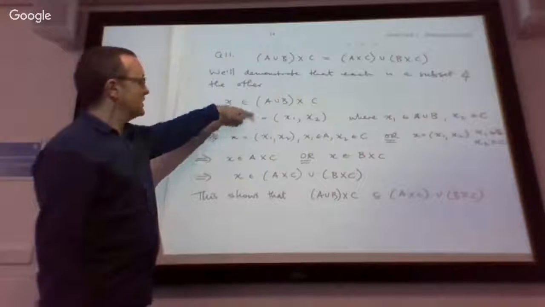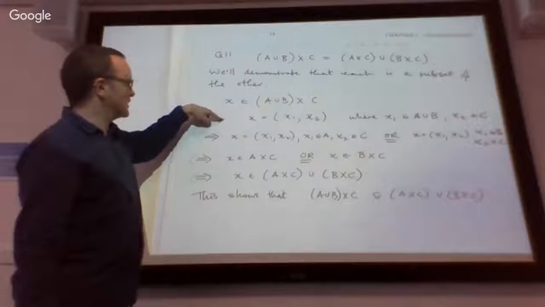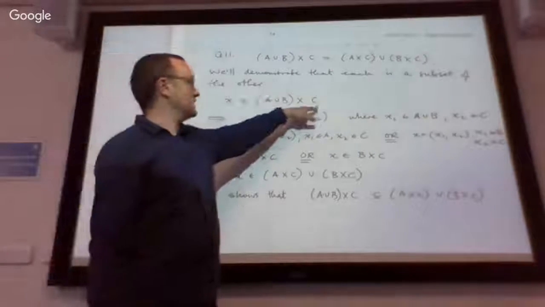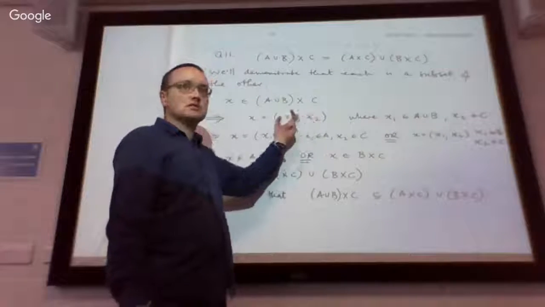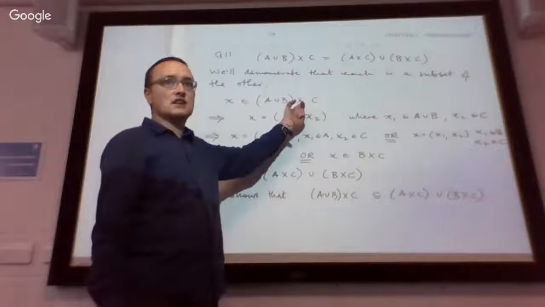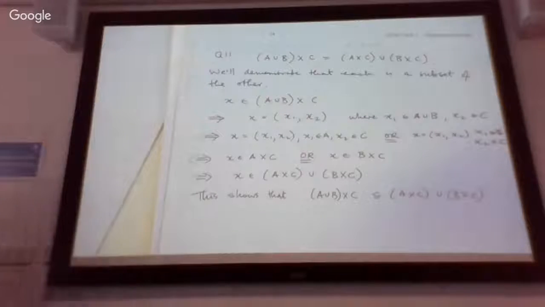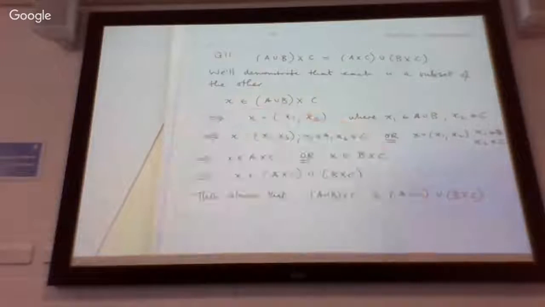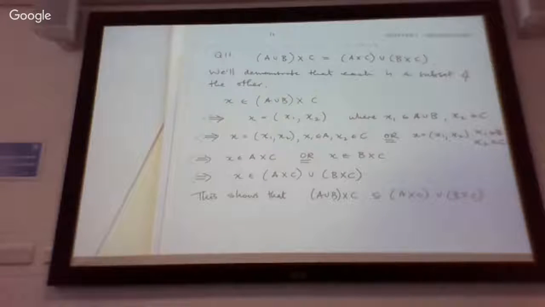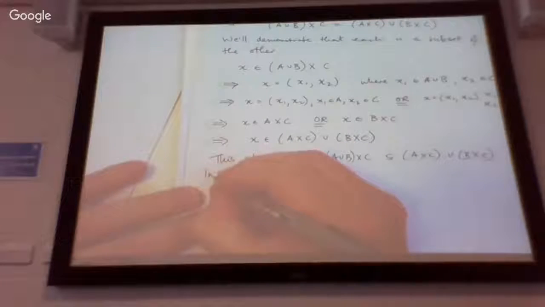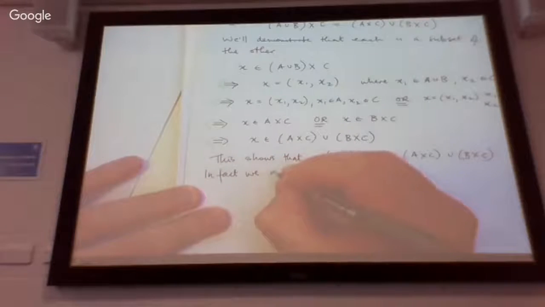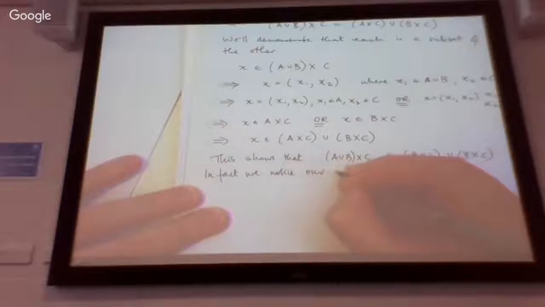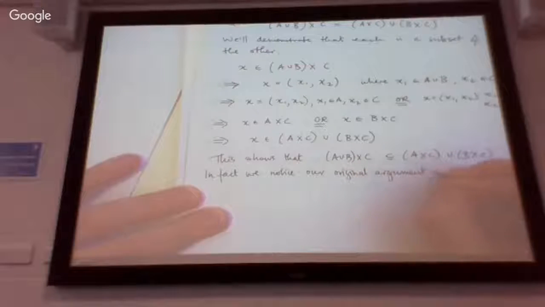And well, this really wasn't just an implication, it really was an equivalence. Being in this set is equivalent to having this structure. It's just the definition of being in this set in the Cartesian product. So yeah, in fact, we did it quite well. We did work efficiently there. So it really was a chain of equivalences. In fact, we notice our original argument was in fact a chain of equivalences.